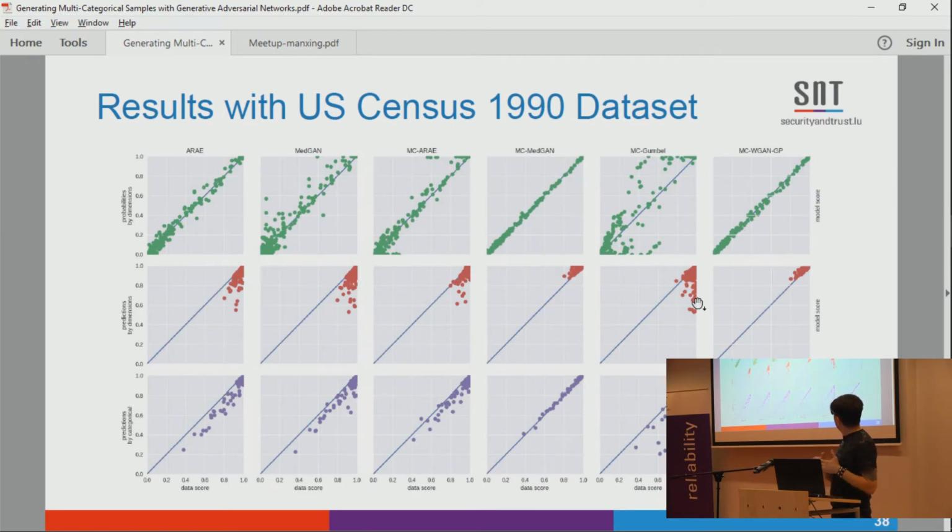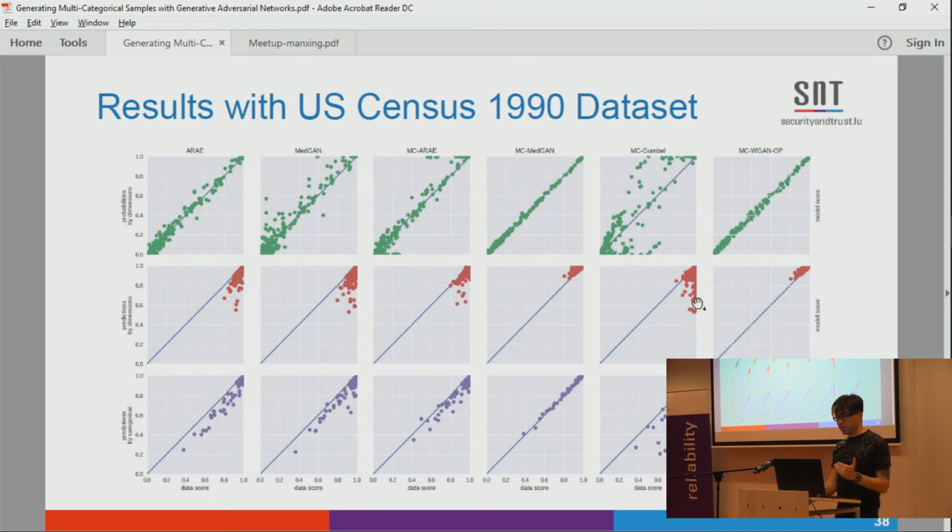So what we did is we used this data set, which is called US Census from the 1990s. This data set is in the UCI repository. Why did we choose this one? Because it's the biggest data set available with only categorical variables. It's pretty big. It has 2.5 million samples, something like that. And let me explain this plot, which is a bit complicated.